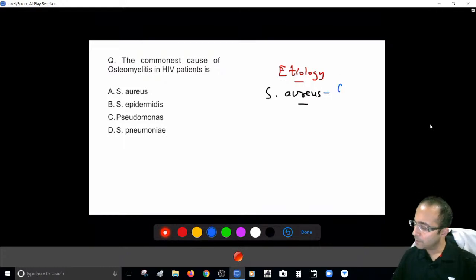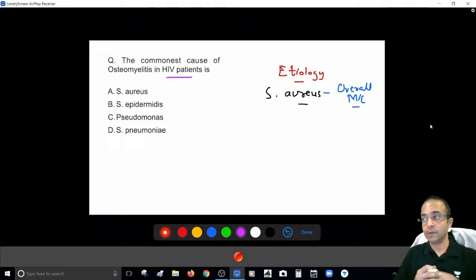Okay, but what I want you guys to help me out with is this particular MCQ: what would be the commonest cause of osteomyelitis when you talk of the HIV patients? So can anyone help me out with this particular question? So fair enough that we know that Staph aureus would be the commonest cause behind bone infections most of the times. But what would be the commonest cause in HIV patients?